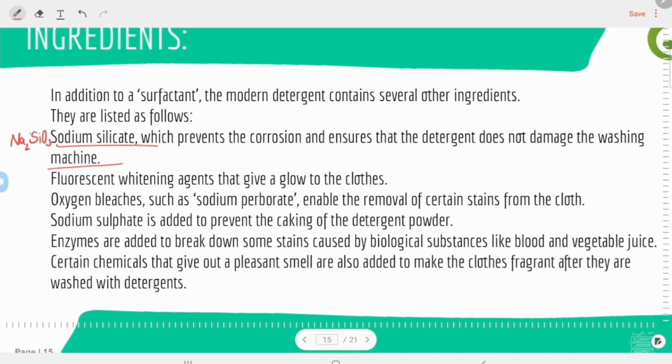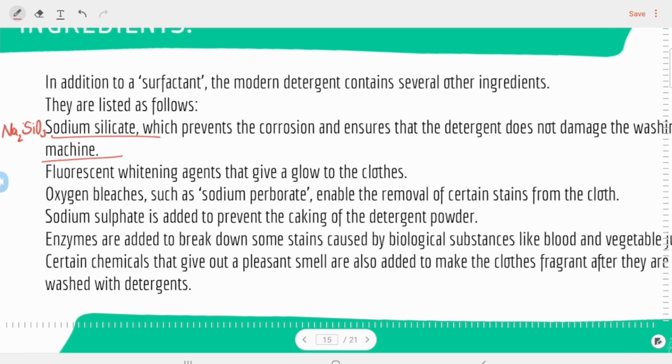Fluorescent whitening agent gives glow to the clothes, like we use a liquid called blue, which gives a white color to the clothes, and oxygen bleaches such as sodium perborate, NaH2BO4, enable the removal of certain stains from the clothes.